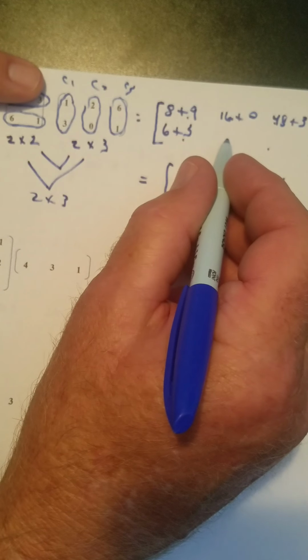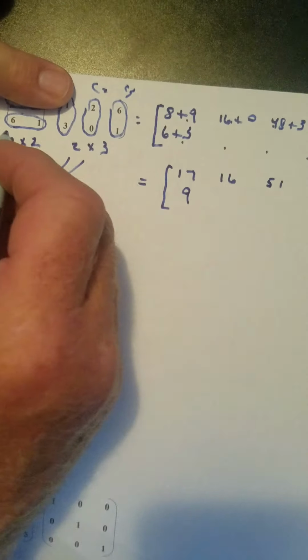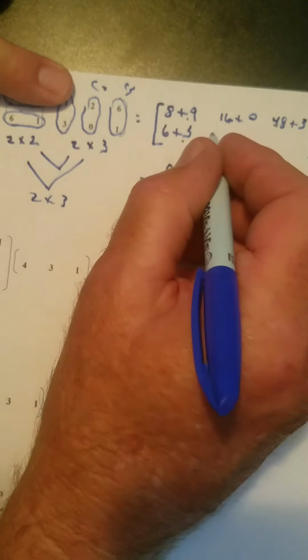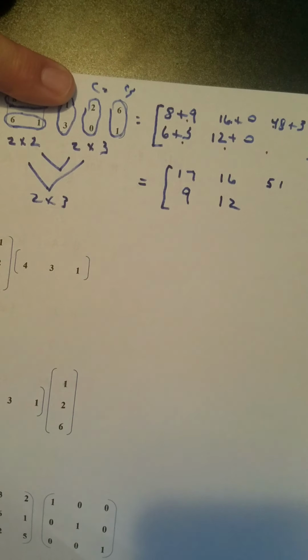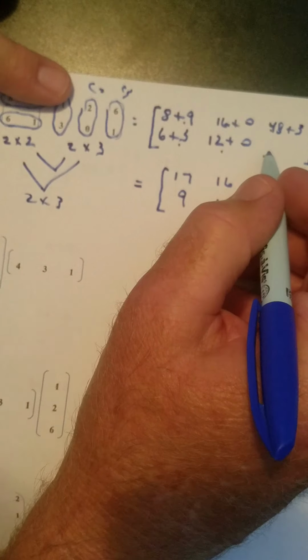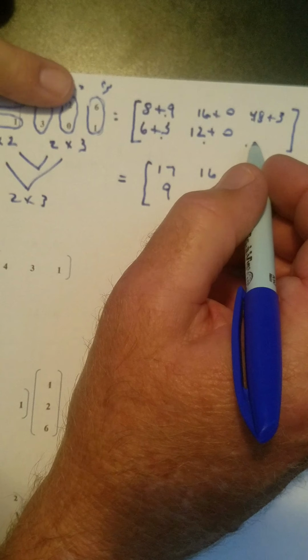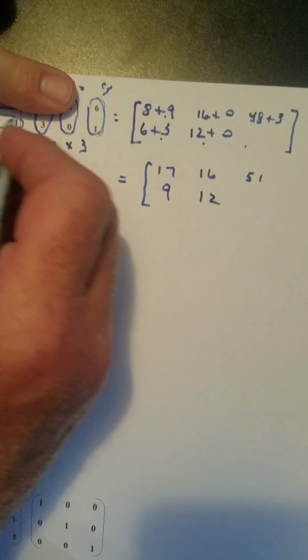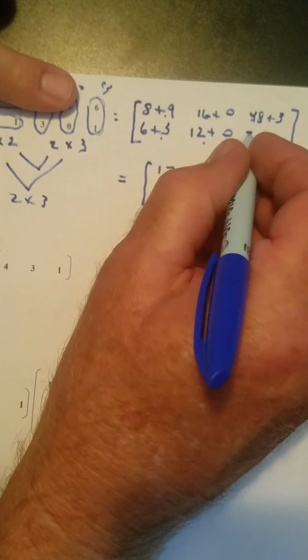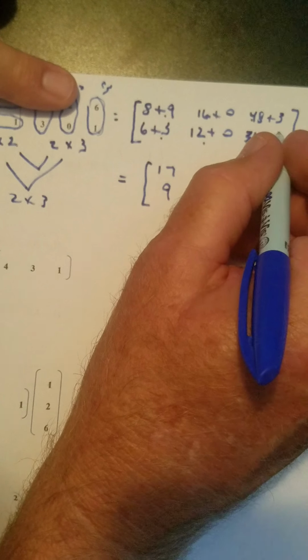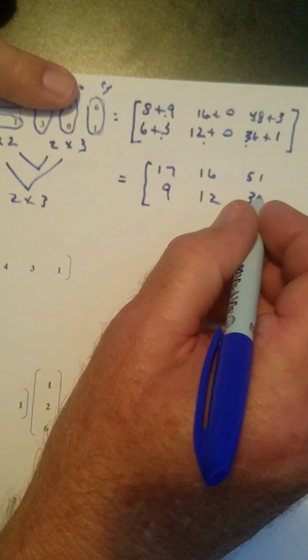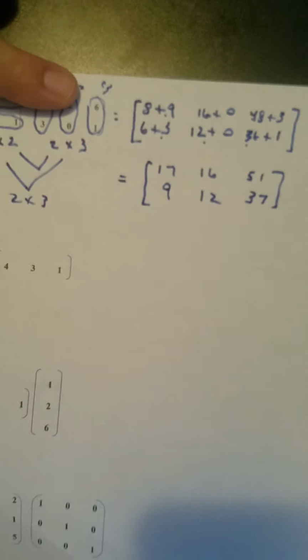Second row, second column. 6 times 2 is 12, plus 1 times 0 is 0. 12 plus 0 is 12. And our last entry, that's second row, third column. 6 times 6 is 36, plus 1 times 1 is 1. 36 plus 1 is 37. And that's your answer.